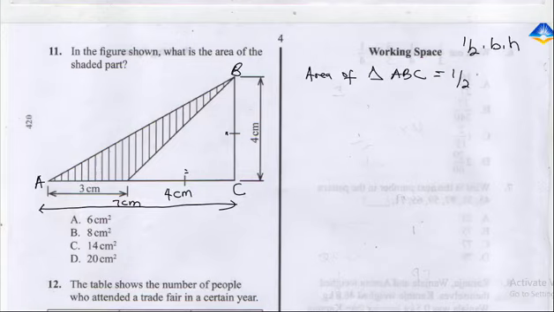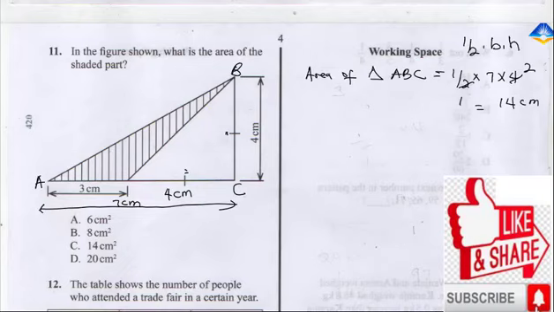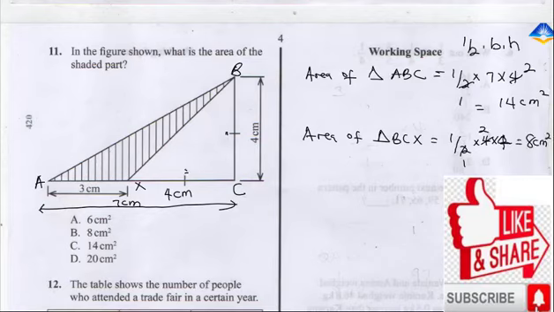So it's going to be half times 7 times 4, and that's going to give us 2 here, 1 is 2. So this is going to give us 14 cm squared. Now for the area of triangle, we are going to call here X. Triangle BCX is going to be half times 4 times 4. Sorry, this is 4. So 2 will cancel 1. 2 here is 2. So this is going to be 8 cm squared.